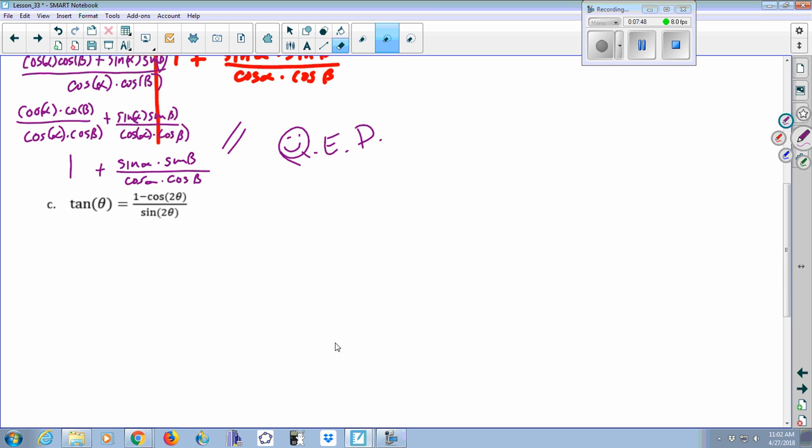So is there anything to do with the left side? Maybe make it sine theta over cosine theta. That's not going to bring us too much illumination. It's not much to go on there. I'm just going to start working with the right side because there's a lot to do on the right side. We have to use all our double angle formulas on the right side.